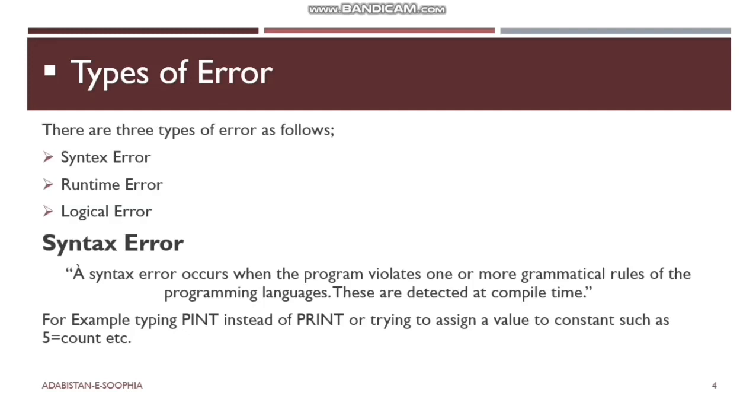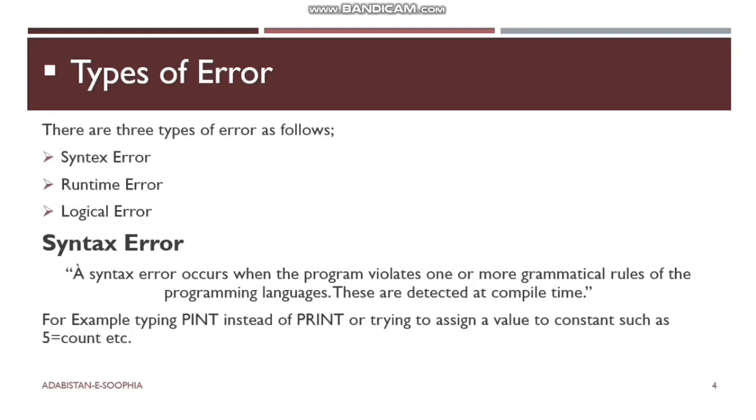So what is syntax error? From the name you can suggest that there must be a grammatical rule mistake in these errors. A syntax error occurs when the program violates one or more grammatical rules of the programming language. These are detected at compile time. Compile time means when you are completing your writing of the program, then you are making some mistakes.